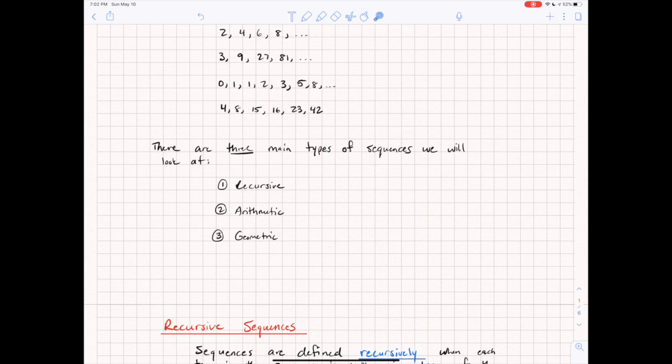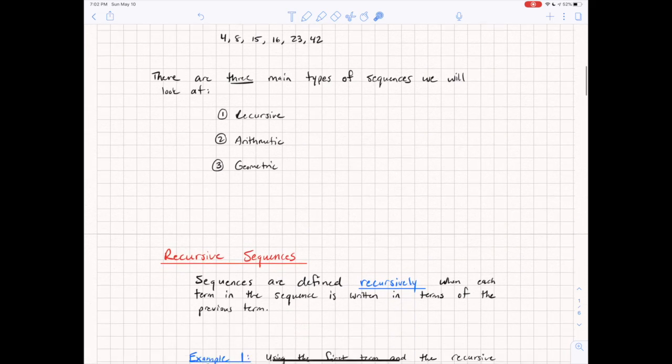Two phrases that are very important in terms of the standardized tests, as well as getting into Cal 2 and really talking about area, and even Cal 1 in that sense. And we'll do that more in the next video. So let's look at recursive sequences.